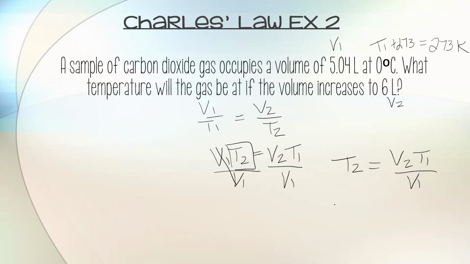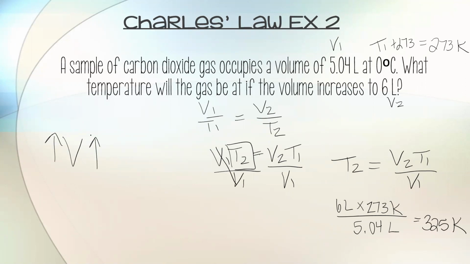So T2 is going to equal V2 times T1 in Kelvin, all divided by V1. So 6 times 273, all divided by 5.04, and I get 325 Kelvin for T2. Once again, I like to check. Volume went up. It went from 5.04 to 6. That means temperature should have gone up. Did it? It went from 273 to 325. So yes, it did. All right, one more.